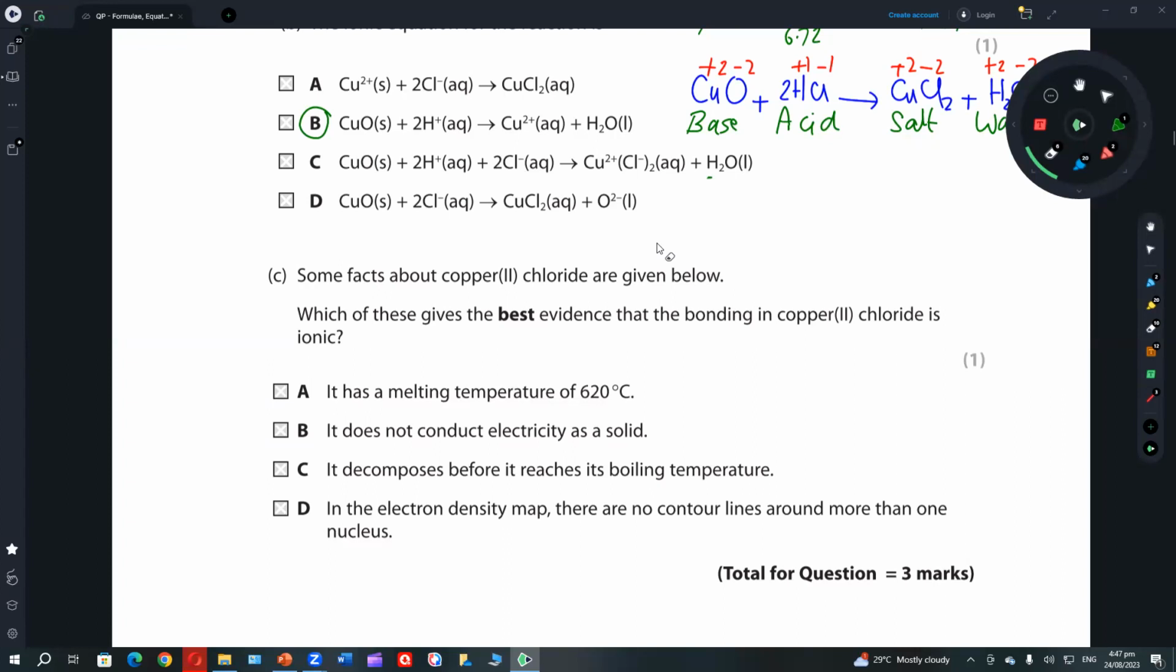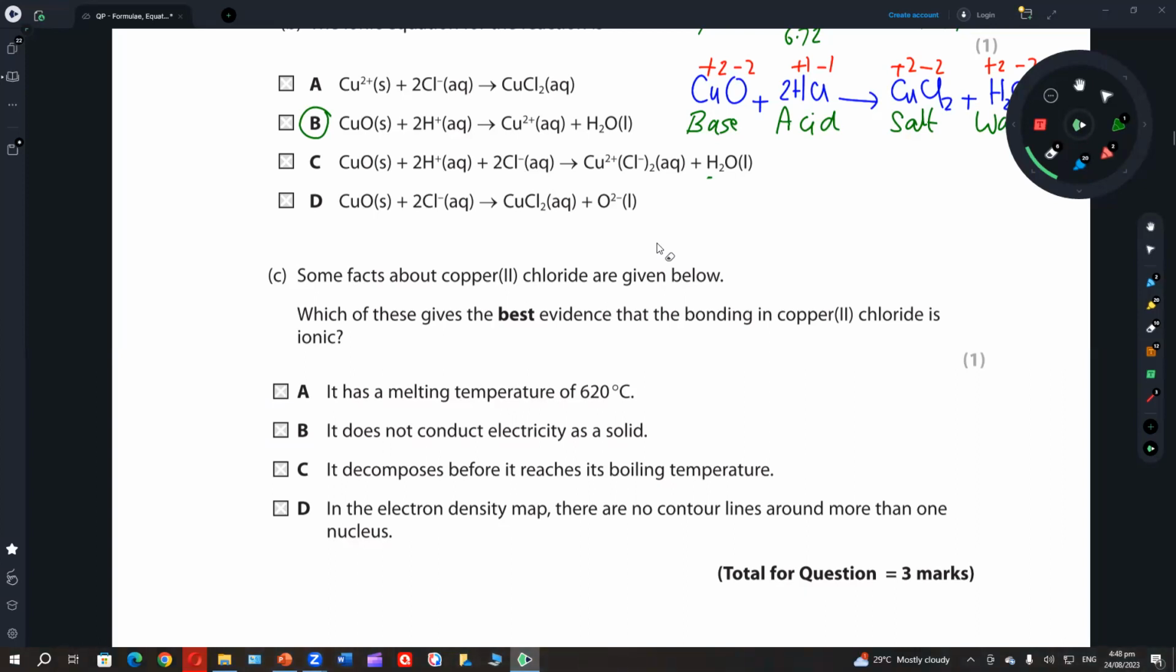Ionic compounds have high melting points. Is it right that they do not conduct electricity? No, as a salt it does conduct. No, I'm not sure. Ionic solid, when ions are in solid state, they do not conduct electricity. I thought I was talking about copper alone, but it's copper chloride. I think it has a melting temperature of 620 Celsius.